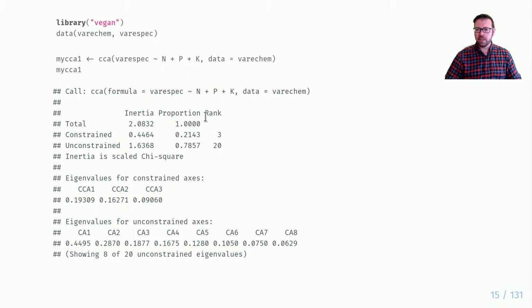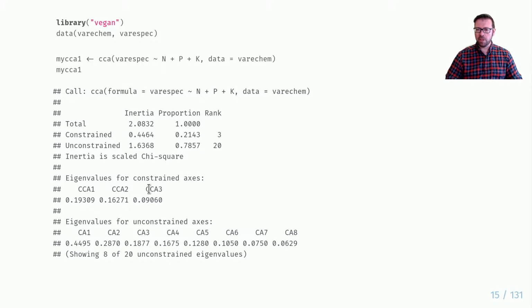And so we can see that there are about two and a bit units of variance in here, and we can explain about 21% of that. So we explain about 0.45 of that variance, so about 21%, with those 3 constrained axes. So there are 3 constrained axes, and we explain 0.45, or in other words 21%. And so there's a lot left over. There are 20 unconstrained axes. These would be the residuals, and they explain about 78-79% of the variance.